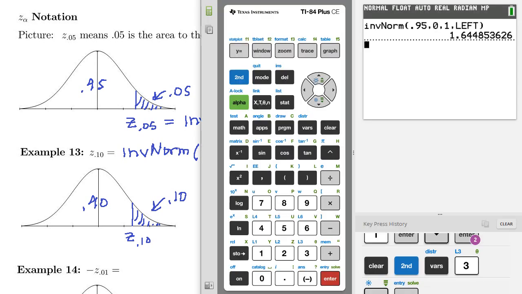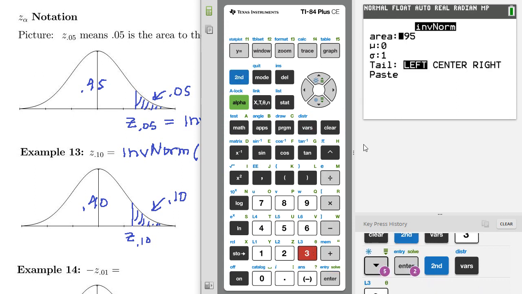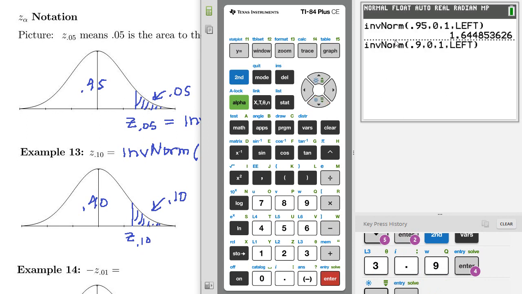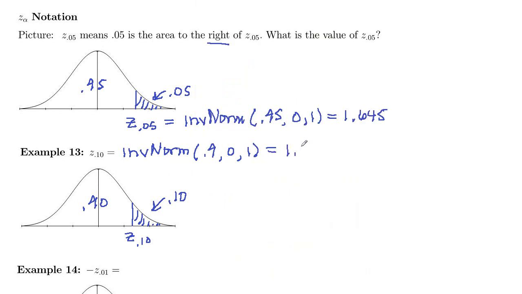Mean and standard deviation, still 0 and 1. So go back to the calculator, second variables, 3 for inverse norm. Left area now 0.9, still 0, 1 for mean and standard deviation. And paste and enter. 1.28 to 2 decimal places. And remember, z-score of 0 is in the middle. So positive z-score is to the right, negative to the left.